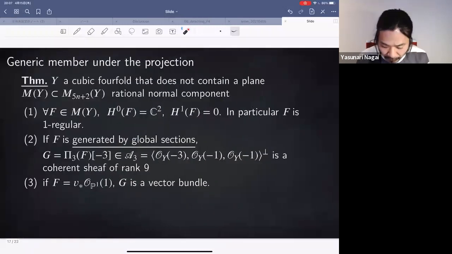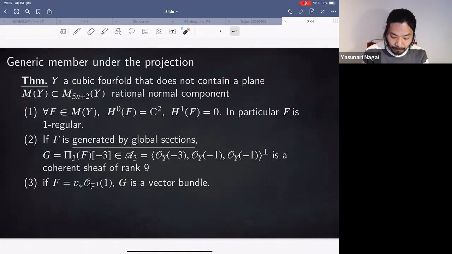Then let me explain what we got so far. So we started from looking at the general member of the rational normal component. Let us recall that this space is the moduli space of stable sheaves of Hilbert polynomial 5n plus 2, and I denote by M the irreducible component that the sheaf on a rational normal quintic curve belongs to.